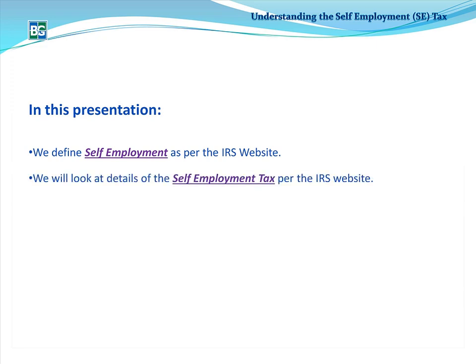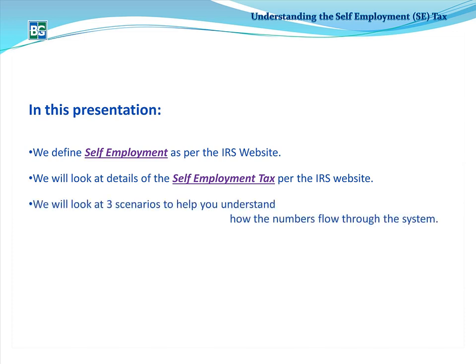In this presentation, we define self-employment as per the IRS website. We will look at a few details of the self-employment tax per the IRS website. We will look at 3 scenarios to help you understand how the numbers flow through the system. But before we get started, we need to review the disclaimer.